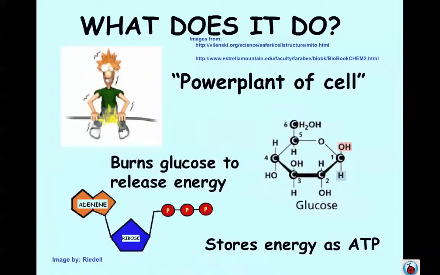What does it do? So it's the power plant of the cell. It burns glucose to release energy, and it stores energy as ATP. If you remember from last chapter, ATP is a nucleotide that basically gives us small bursts of energy. It's basically our energy currency. It's what we can burn really quickly.